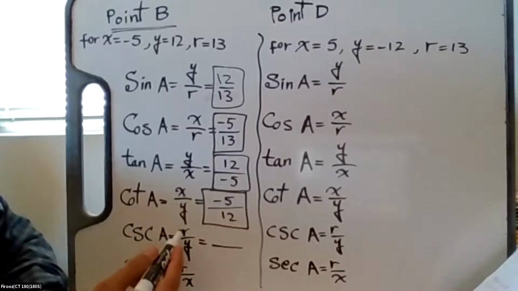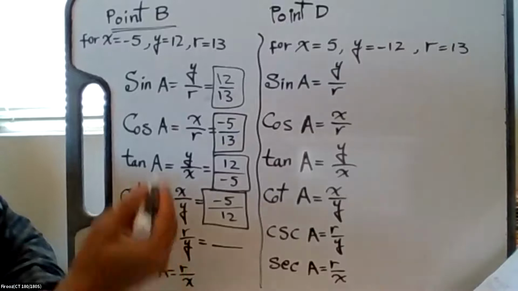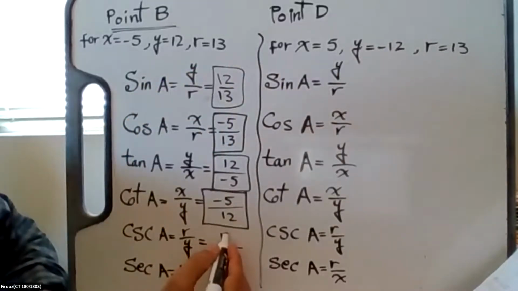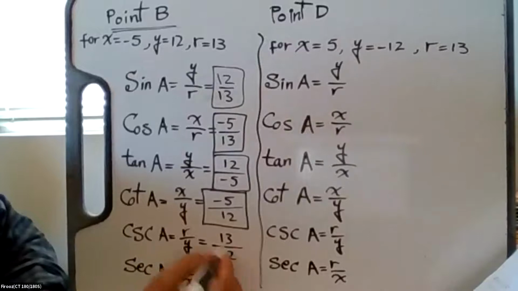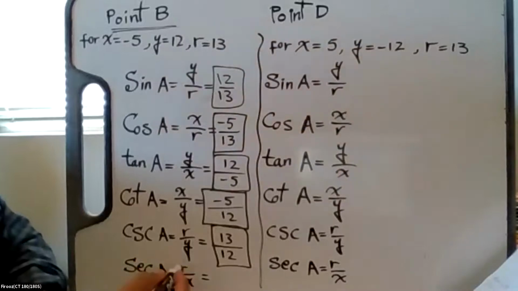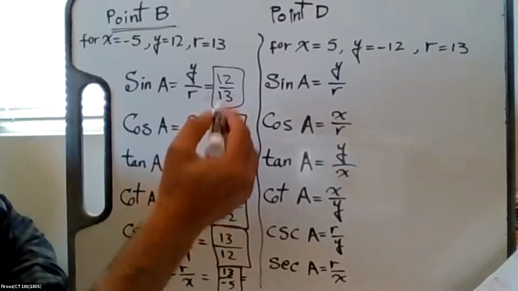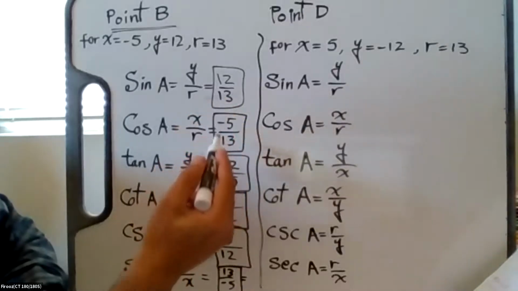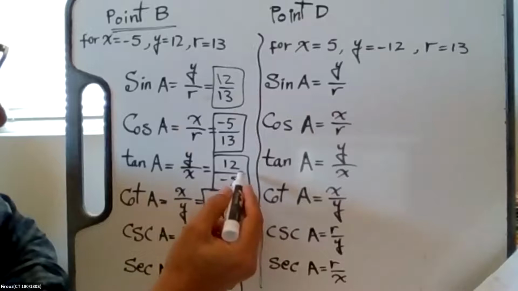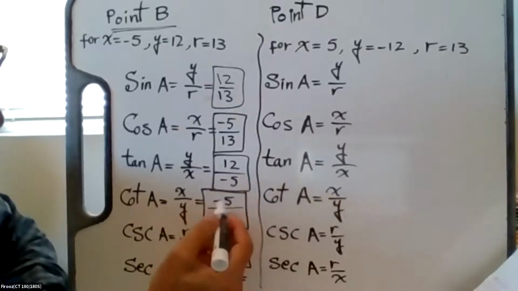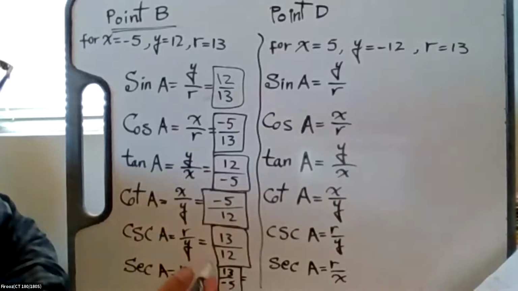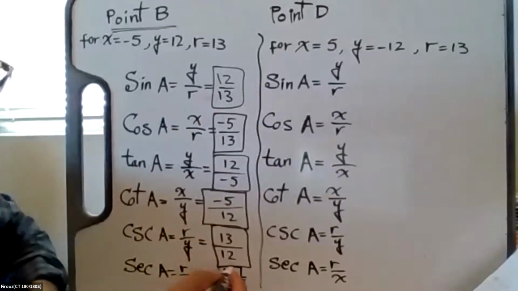Cosecant A, by definition, is r over y. R is the radius, which we calculated: 13 over y, 12. And finally, secant A is r, 13, over x, -5. Then you might want to fine tune the answers. If the negative is in the numerator or denominator, you can write it in front of the fraction. But this is still a fine answer. These are the exact answers.